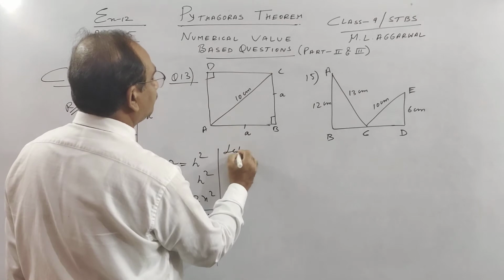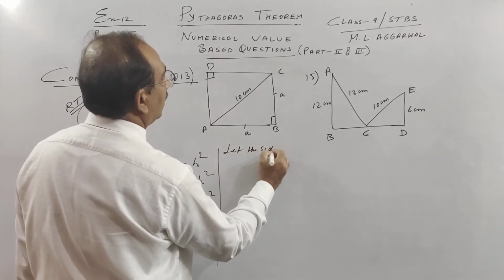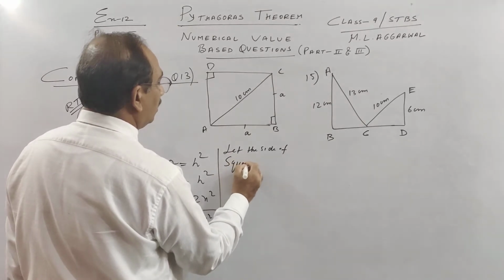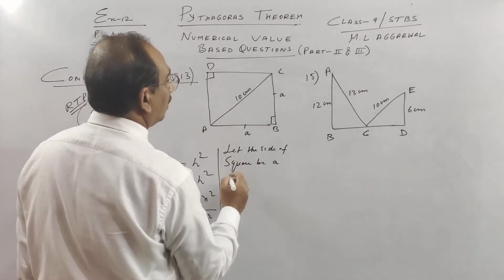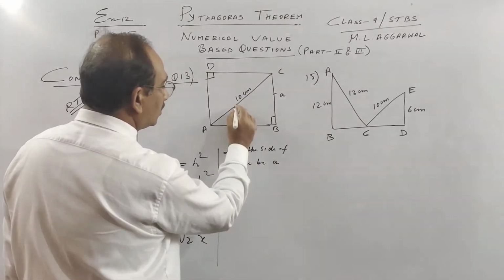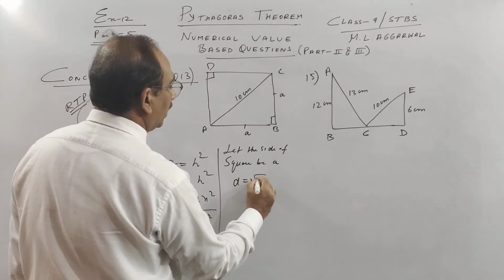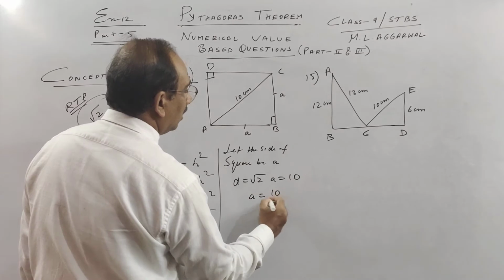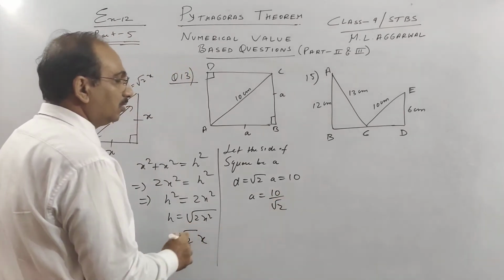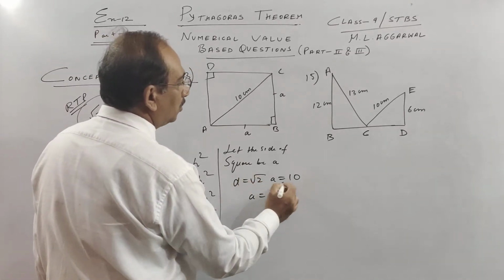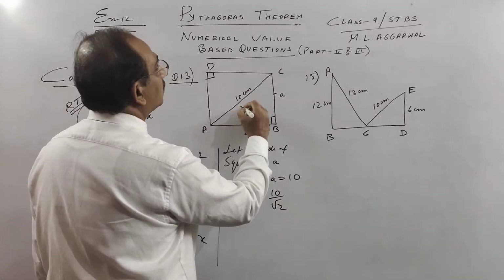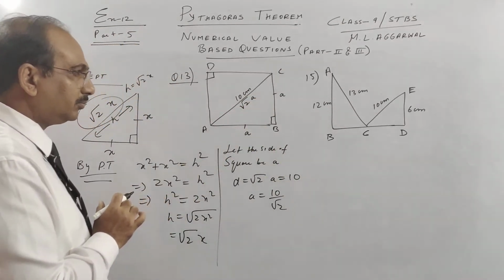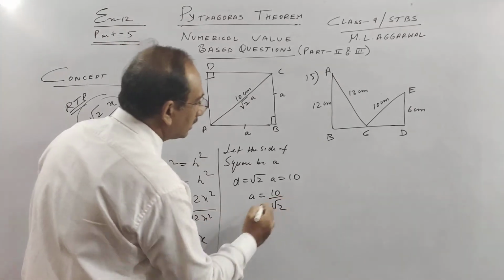Let the side of the square be a. Okay, so what happens here? Diagonal d is root 2 a, which is given equal to 10. So what is my side? 10 by root 2. Okay, diagonal is root 2 a. This is root 2 times a. So root 2 a is 10. Okay, so this is the side.